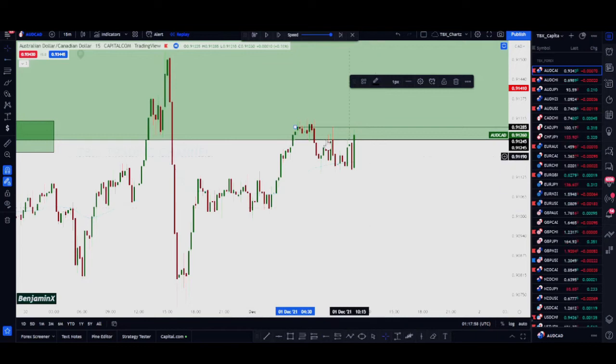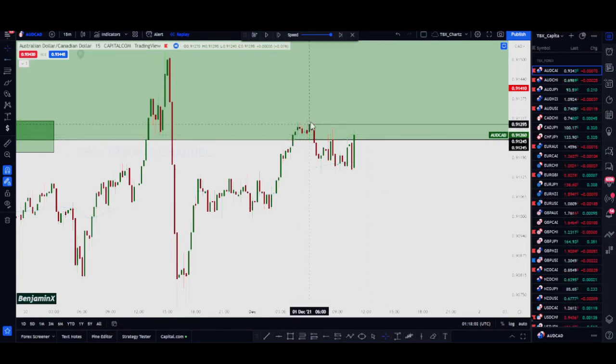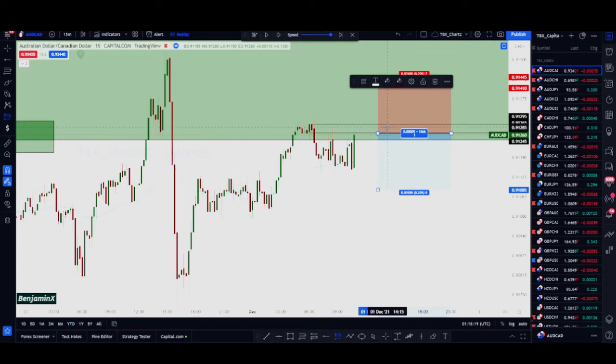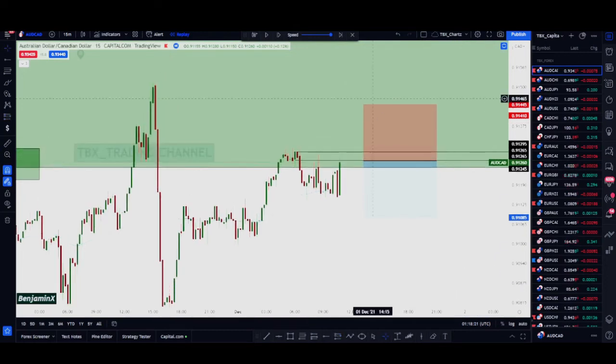Now, let me just move this to this. And this is the order block. So I'll be looking for my entries from here. And as you can see, our entry has been triggered already.